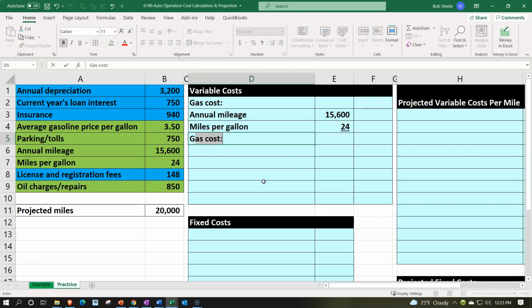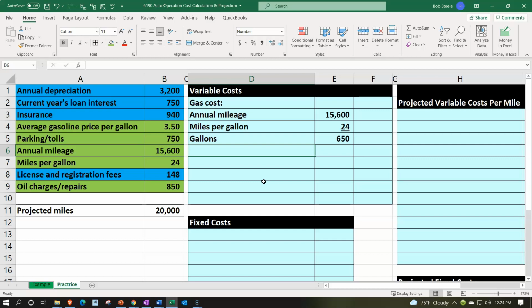So we have then the gallons. Gallons are going to be equal to the 15,600 divided by the 24. That gives us 650 gallons that we will need.